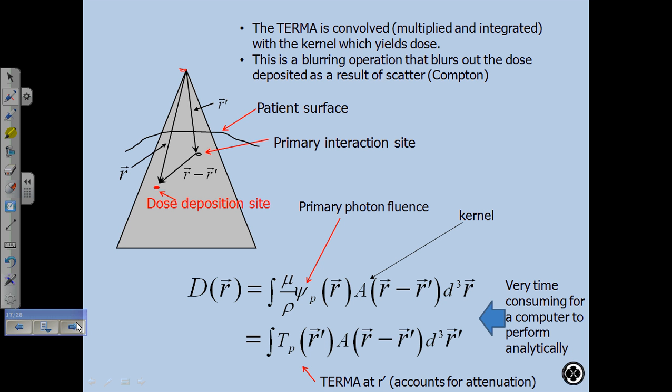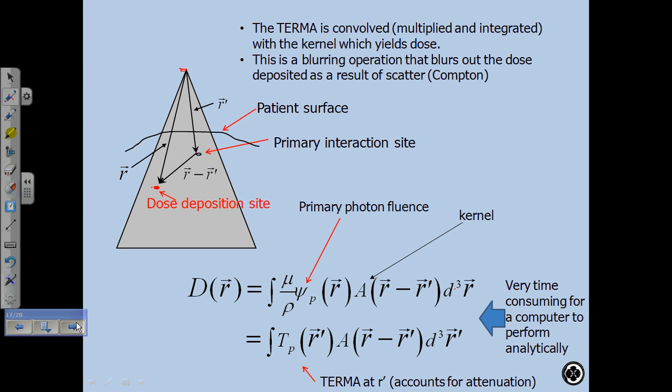Now, the equation itself: how do we calculate dose from convolution? Here's the equation. Dose at point R, at this point right here, is equal to the integral over the whole volume, so it's actually d3. What is dose? Dose is equal to mu absorbed over rho, which we all know and love, times the energy fluence at this point right here. Remember the energy fluence? That's the MeV per centimeter squared.